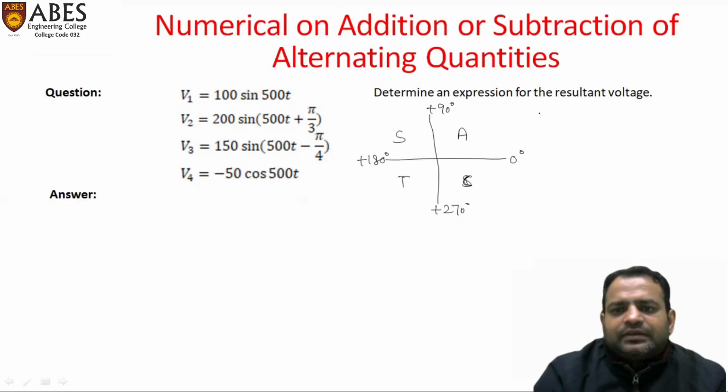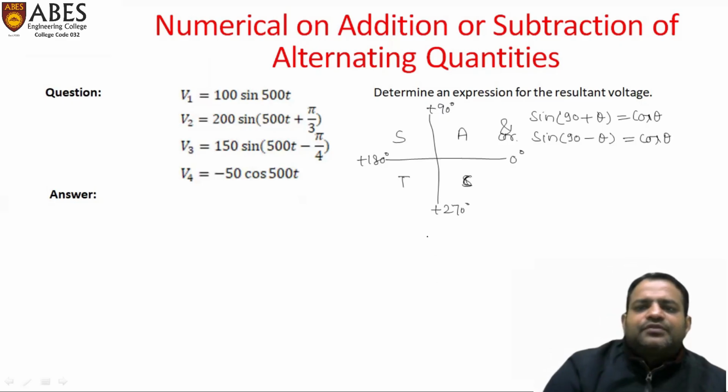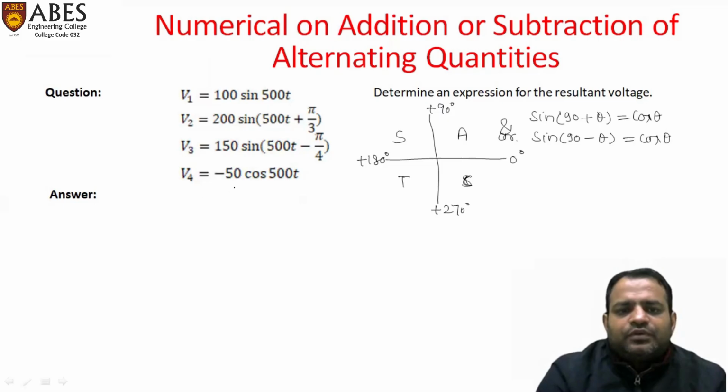So we know that sine (90 plus theta) is equal to cos theta in trigonometry, and sine (90 minus theta) is also cos theta. So we have a choice here. We convert our V4 in sine form. So if we put here V4 minus of 50, this is cos theta. So we may write sine (90 minus theta).